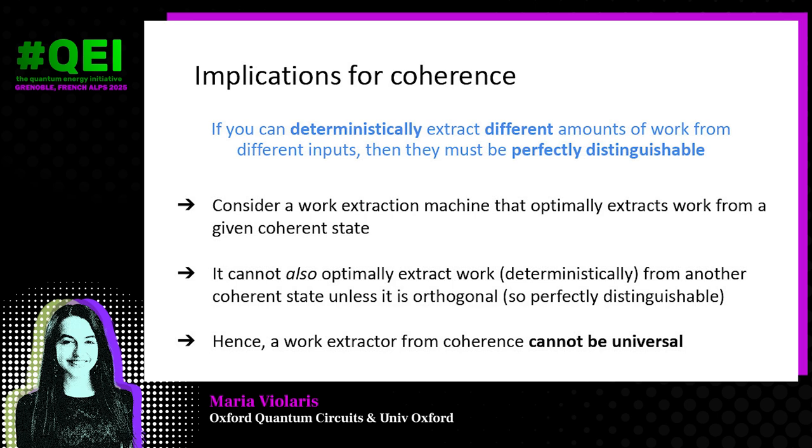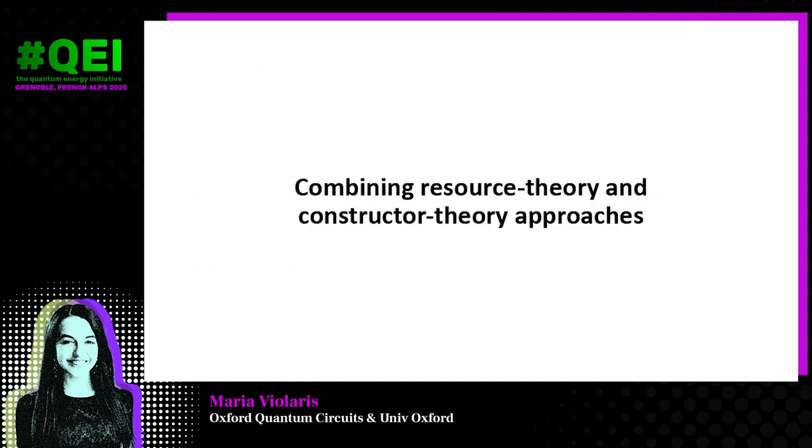And so what are the implications of this for coherence? One of them is, so what you can do is imagine that you have a work extraction machine that can optimally extract work from a coherent state, and then imagine that we put some other input into it and try and extract work from that coherent state as well. So according to this theorem, this one particular machine would only be able to deterministically extract that optimal work from inputs if they are orthogonal, because they have to be perfectly distinguishable. So it can't do it for non-orthogonal inputs. And so this means that a work extractor from coherence has to be a specialized machine rather than a universal machine.